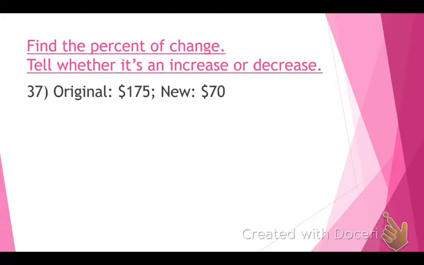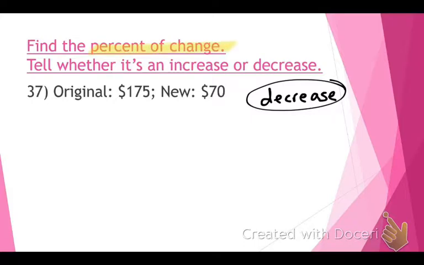Next one, find the percent of change and tell me whether it's an increase or a decrease. Let's just figure out that second part first. If I originally started with $175 and now my new amount is $70, did I increase or did I decrease? I decreased, okay? It went down, so before you do anything else, write that down on your paper. Now we've got to find the percent of change. We just came up with it. What is the percent of change formula?